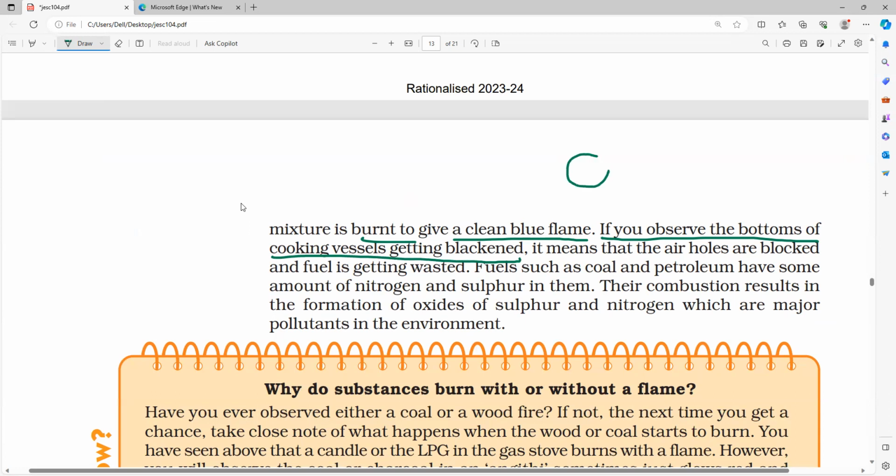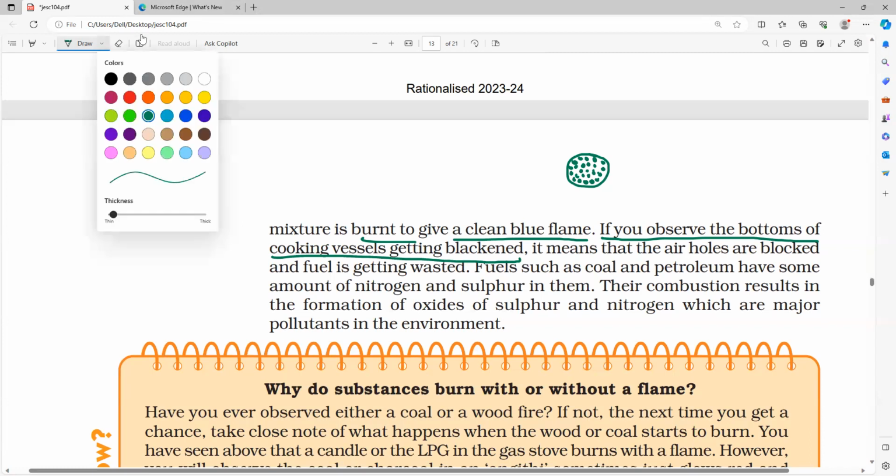Go and see your gas stove. In the middle, there will be small air holes. Have you noticed that? From there only the gas will come. Am I right, everybody? Please respond, guys. Have you checked it, all of you? Have you seen the gas stove or not?